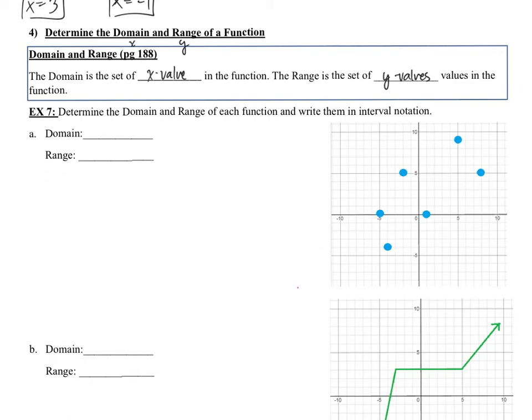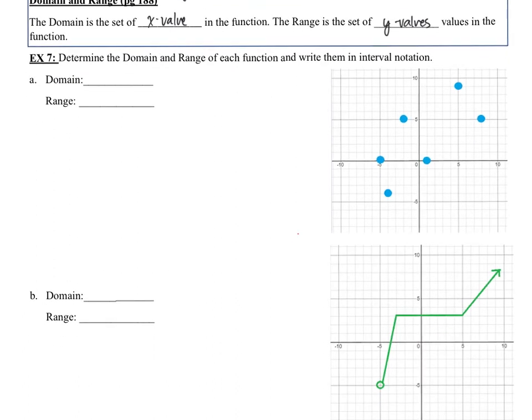For example 7, determine the domain and the range of each function and write them in interval notation. So we have a function given over here. How do we know it's a function? Well, if I was to draw a vertical line through it, it should never pass through it more than once. Yeah, and it passes the vertical line test, so we're good. But we already were told it was a function, so we don't really need to check that. Well, the domain, all the x values I use. Now these are all just points, so I can list them out.